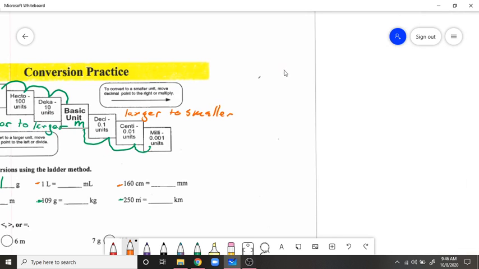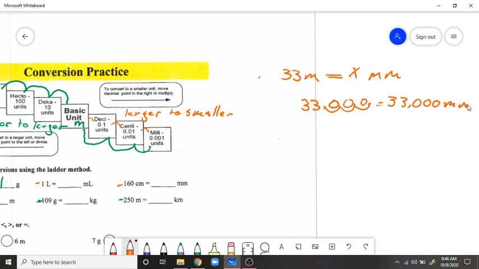Here's my example. I have 33 meters and I want to know how many millimeters am I going to have. So we have 33.0, and we are going to move the decimal point 1, 2, 3 places to the right. 1, 2, 3 places to the right. So now I have 33,000 millimeters.